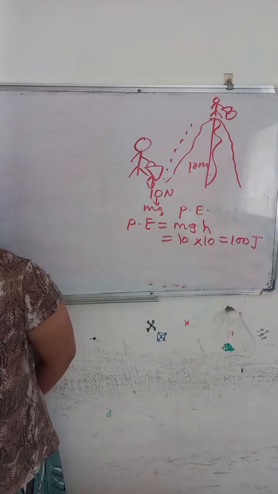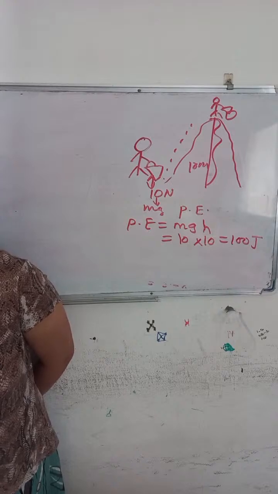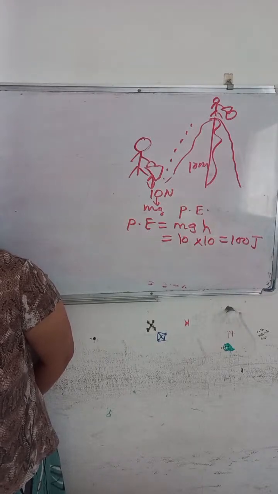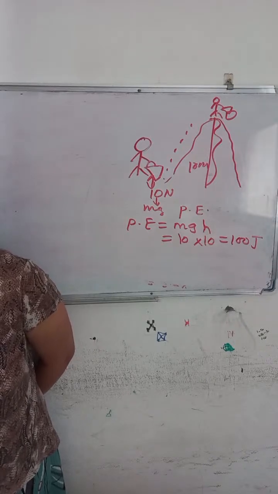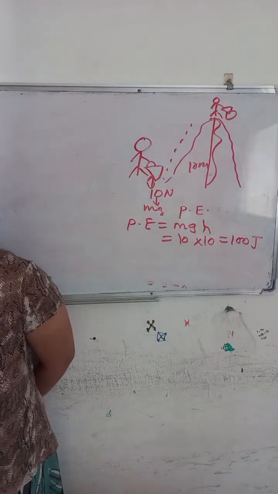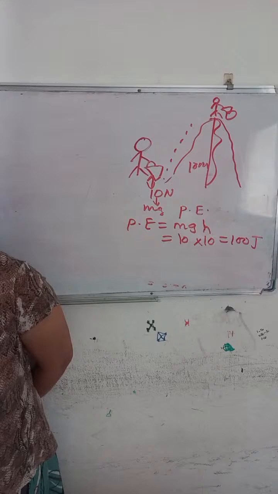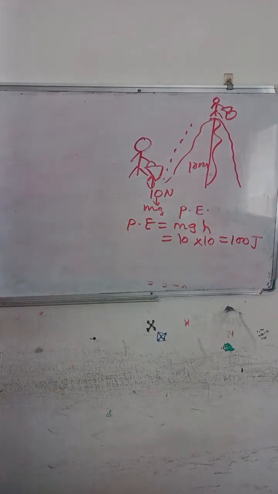What do you mean by potential energy? When a body is raised, or work is done, or the body is displaced through some distance, then we can say that the body possesses maximum energy. That energy is known as potential energy. Getting this? And give one example.